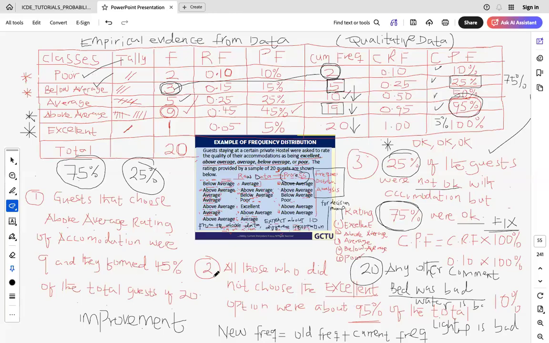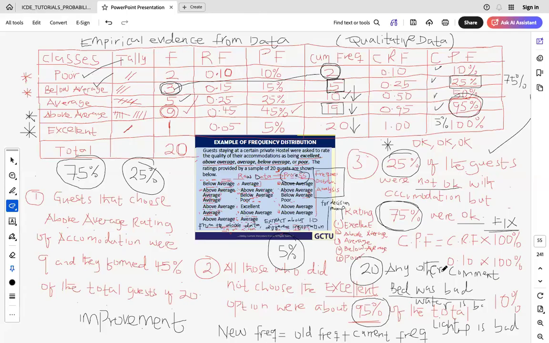Then information number 2, all those who did not choose the excellent option were 95% of the total. So what decision do you take here? This is a very big percentage, very big, that only 5% said your accommodation is excellent. It means that you haven't gotten there. If only 5% are saying it is excellent, then you ask yourself, why did the 95% not choose excellent?